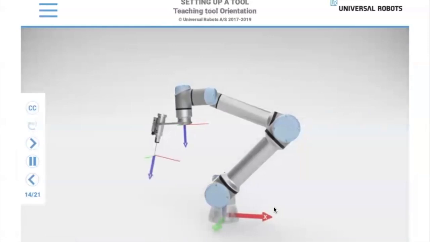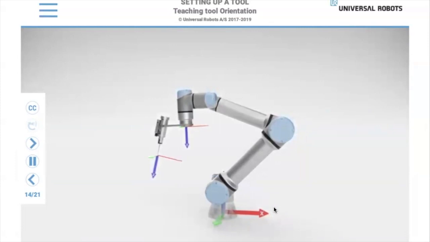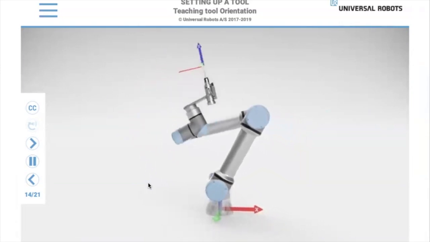Sometimes, a tool may be attached at a different angle, meaning that it is not parallel with the z-axis of the tool flange. If this is the case, the robot needs to know the orientation of the tool, which the software can calculate. To do so, position the tool parallel with the z-axis of the base.